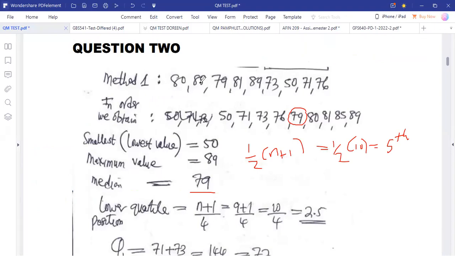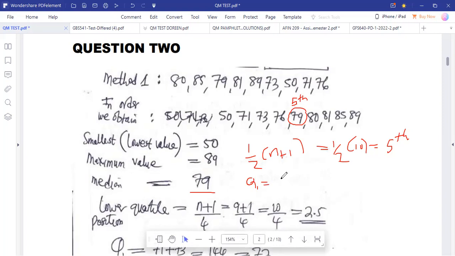So we rearrange our figures: the smallest 50, 71, 73 up to the highest number. To find the median, it is half of n plus 1. So our n was 9. 9 plus 1 is 10. So half of 10 is the fifth position. 1, 2, 3, 4, 5. So this is the fifth position, and this becomes our median. How do you find the lower quartile? The lower quartile is given by what?